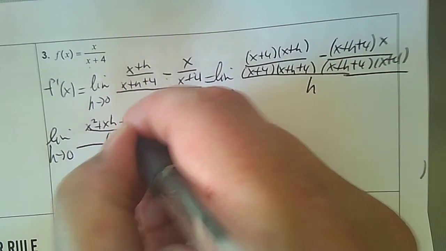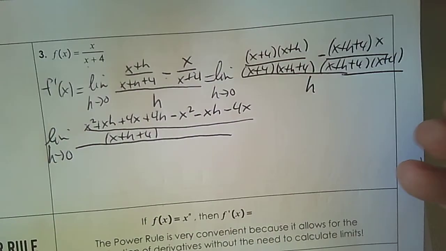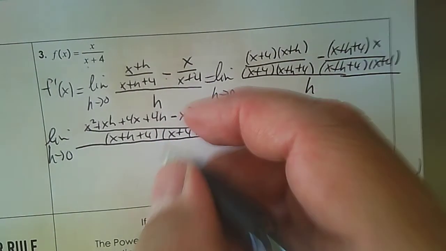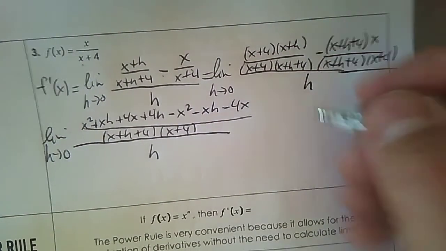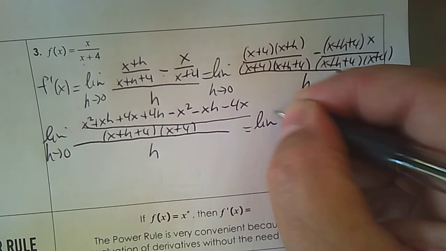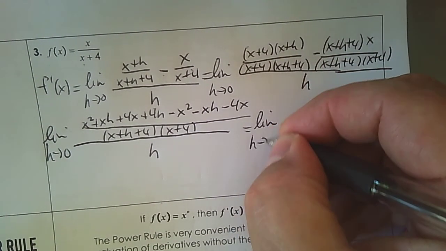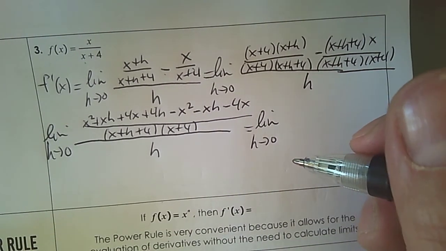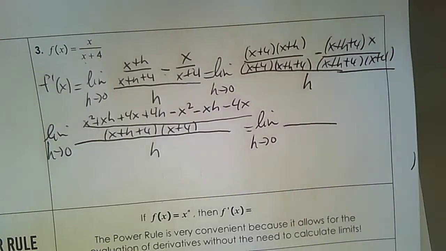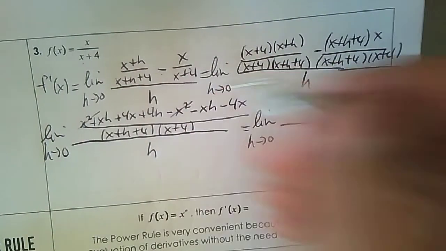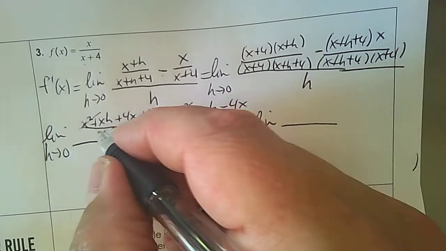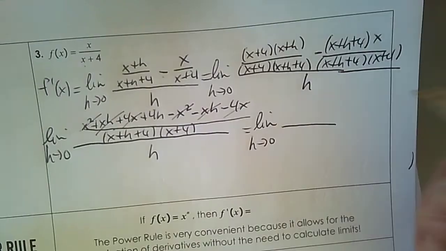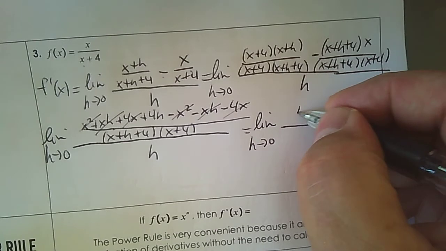This is the last of this. Then you're going to learn some shortcuts. All right, combine like terms. X squared minus x squared, done. Xh minus xh, that's done. 4x minus 4x is done. That leaves me with 4h over x plus h plus 4, x plus 4. And I'm going to go times the reciprocal right away. And notice the h's then divide out.